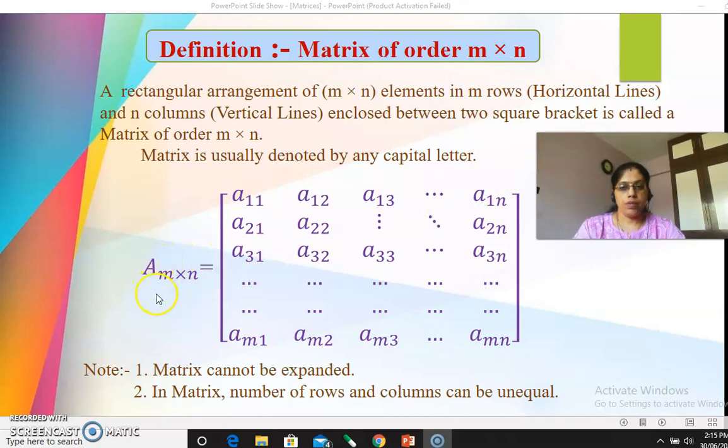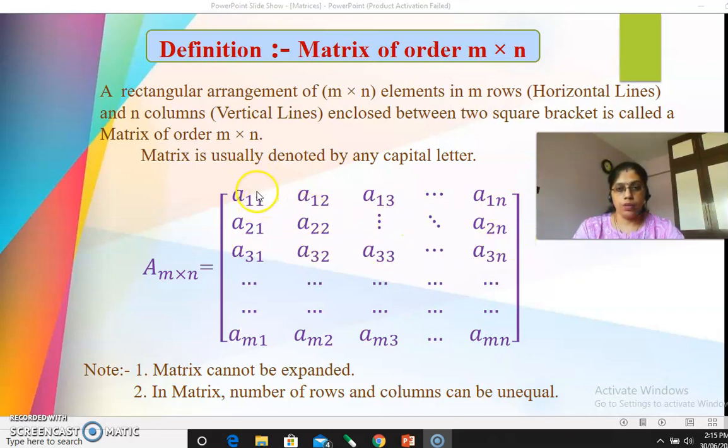It's a rectangular arrangement. Always remember, in a matrix, the number of rows and the number of columns can be different, whereas in determinants, rows and columns should be the same. We have already studied the determinant chapter. But that is not the case here. In a matrix, the number of rows and columns can be different, so we can arrange the elements in a rectangular array. A11, then A12, A13, A1n, A21, A22 up to A2n.